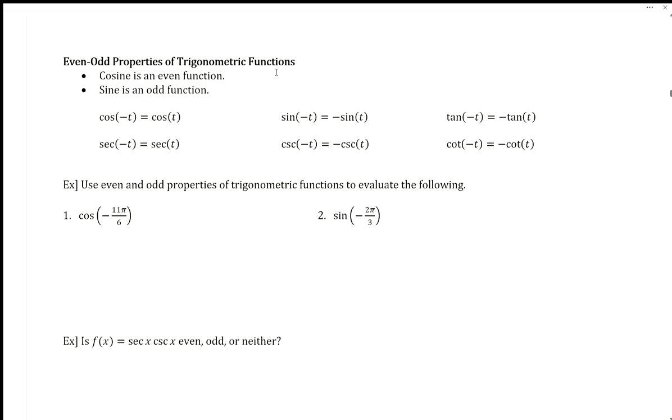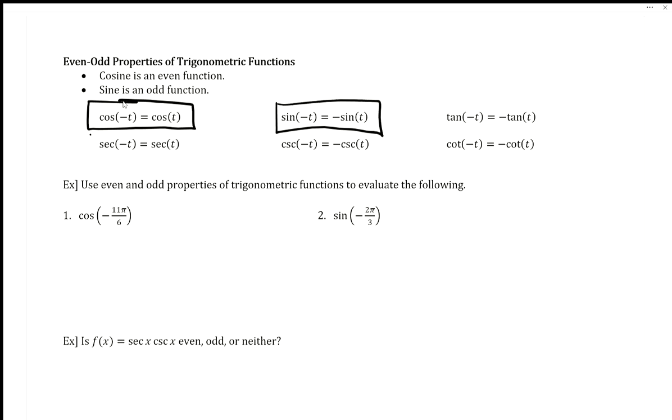Cosine is an even function and sine is an odd function. What that means is that cosine of negative t is the same thing as cosine of t. So let's box that. It's saying you can just remove the negative from cosine if you want to. These are properties that you can use if you want to. You don't have to. Okay, and then the sine, let's just box the main two.